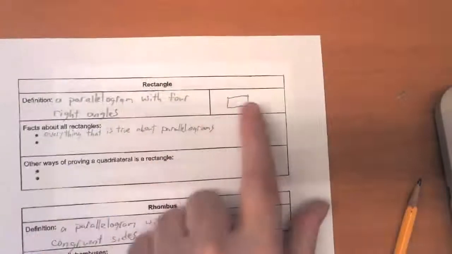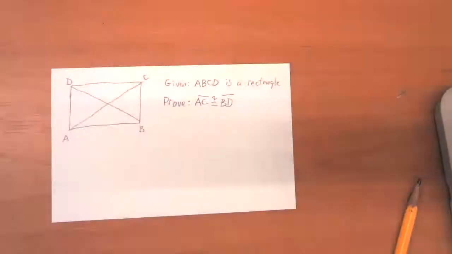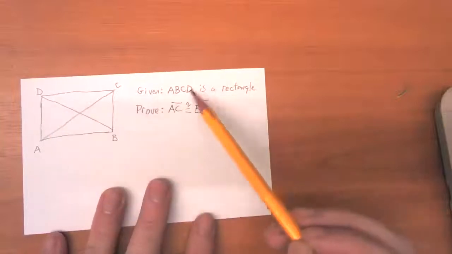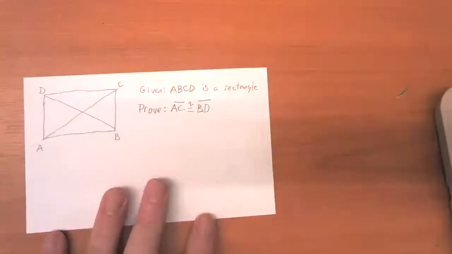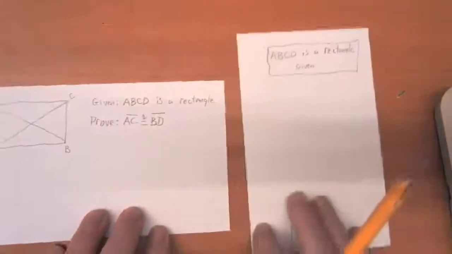But since we've got these 4 right angles, we can say something a little bit extra. And so one of the extra things we can say is what we're going to prove right here. Given that this is a rectangle, these 2 diagonals are going to be congruent to each other. That isn't true for most parallelograms, but it is true for rectangles. Okay, so let's prove this.